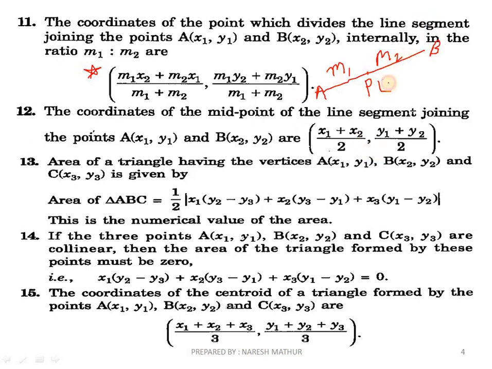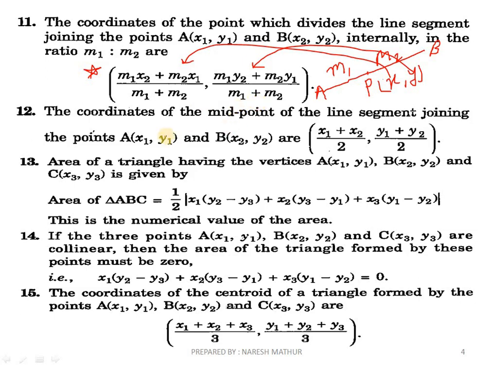Then the coordinates of P, let's say the coordinate of P is x, y, will be: the x coordinate defined as m1 x2 plus m2 x1 upon m1 plus m2, and the y coordinate defined as m1 y2 plus m2 y1 upon m1 plus m2. This is your section formula. You need to remember this formula. Just remember the 1 2 2 1 concept: m1 x2, m2 x1, and m1 plus m2 is common in x and y.